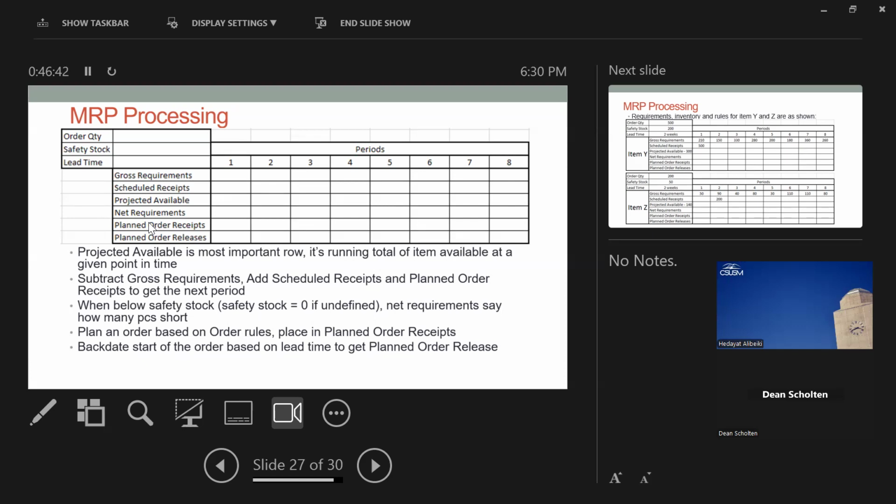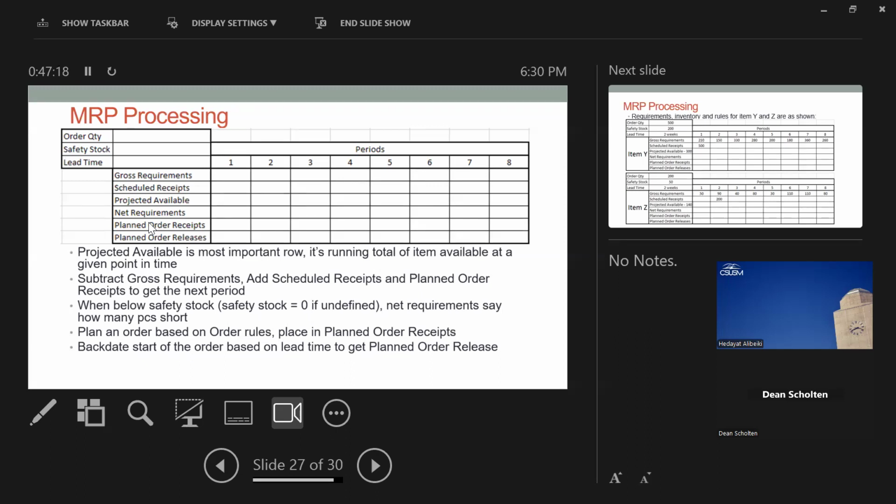Does that make sense? Right. So scheduled receipts are the ones where the order has been released, and we're expecting them to arrive. We count that as inventory. We count that as items that are going to be received very soon, right? We count that as added items. Projected available is going to be the inventory level, the state variable, right?